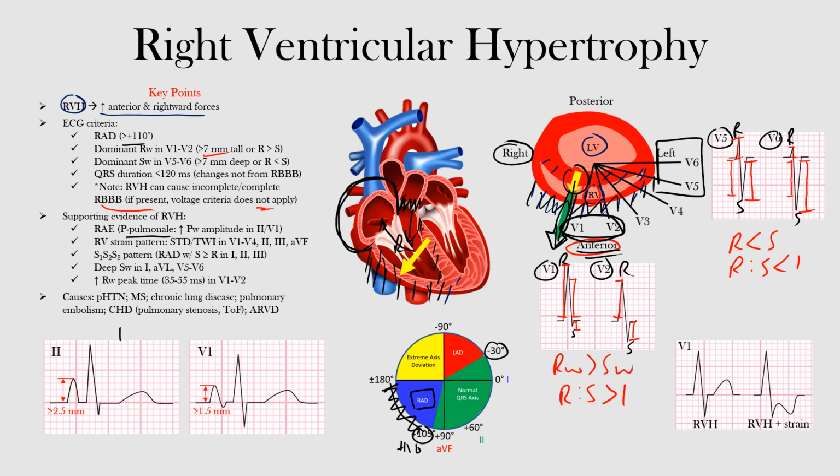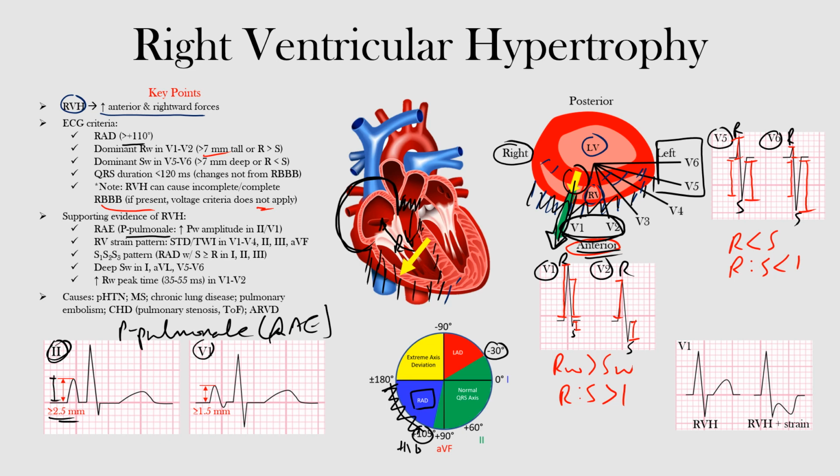So here's P pulmonale, and remember, it's a sign of right atrial enlargement. In lead 2, what we're seeing is an increase in our P wave amplitude. Remember, the initial portion of the P wave represents right atrial depolarization, so we're looking for an increase in amplitude. In lead 2, we want to see an amplitude of at least 2.5 millimeters or greater. We can see it's greater than that here.